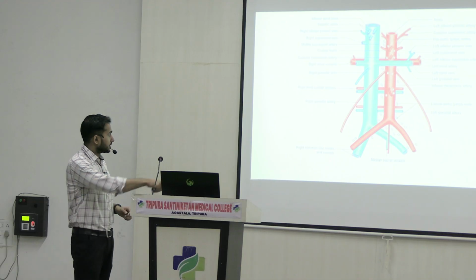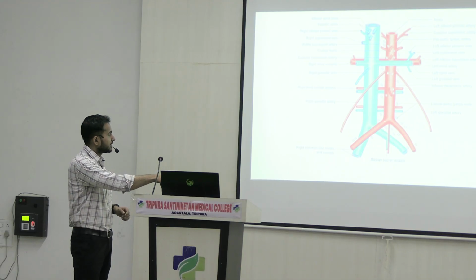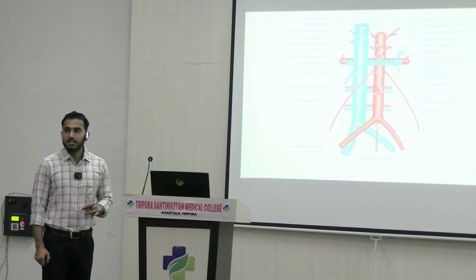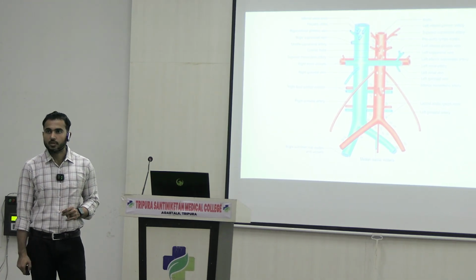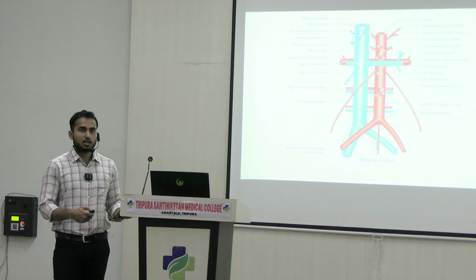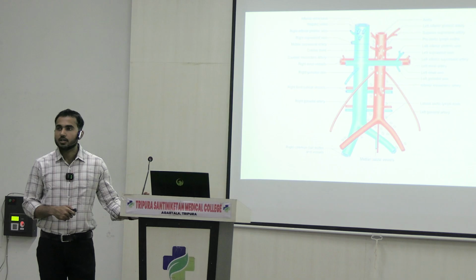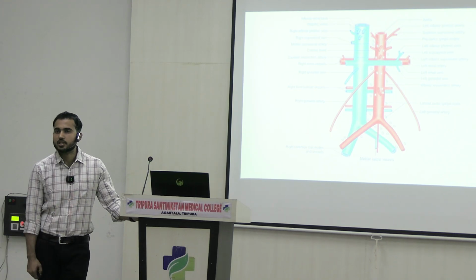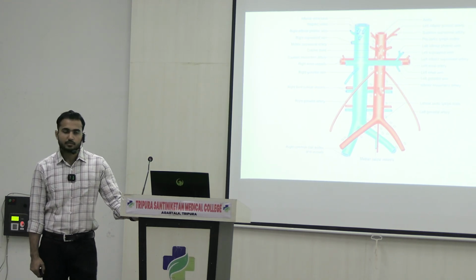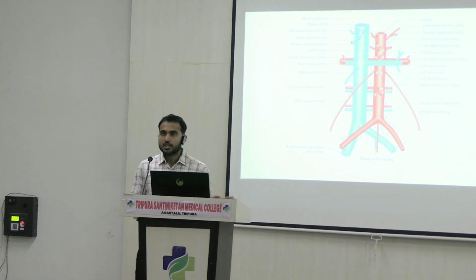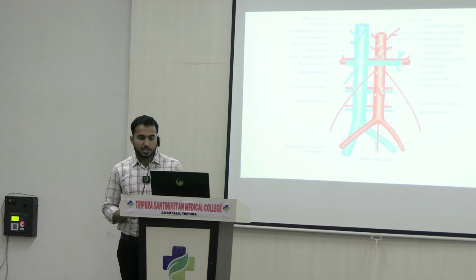Next, just posterior to the bifurcation, you can see one artery going downward. That is the median sacral artery. Now, along with the diagram, the diagram of the IVC is also given, where you can see the various tributaries of the IVC. So that is all about the abdominal aorta.